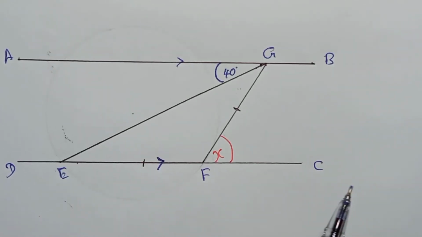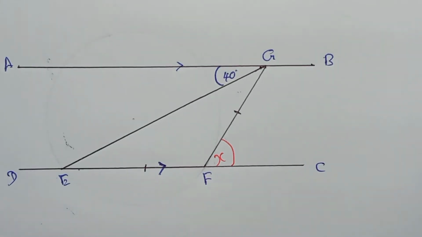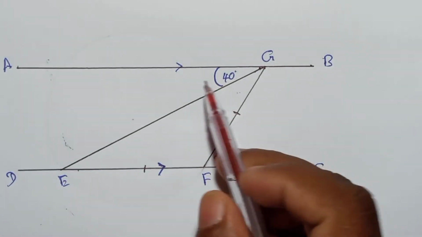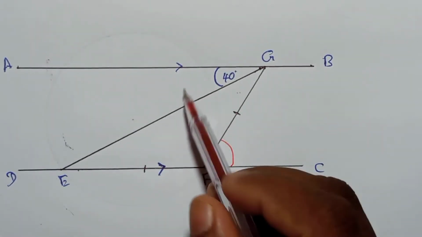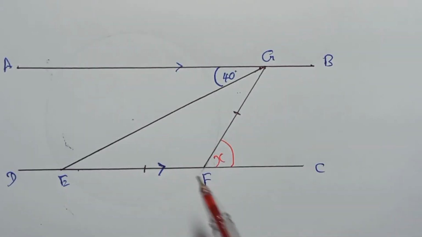Okay, now let's try to find the value of x, right? Here we have parallel lines. So very carefully, when you have parallel lines, you normally need to know alternate angles, corresponding angles, interior angles, like that.